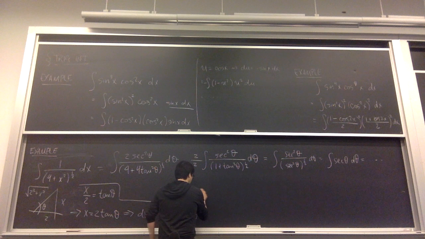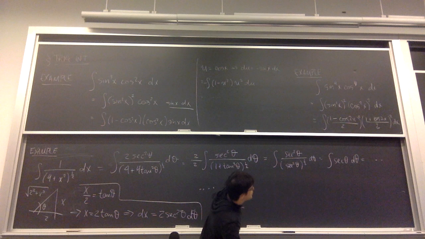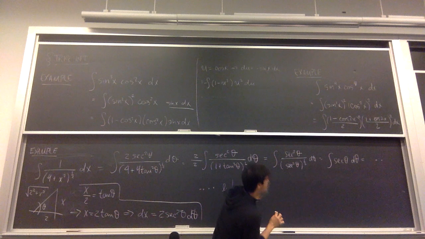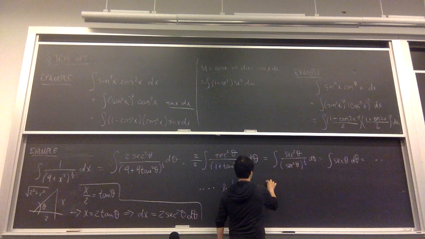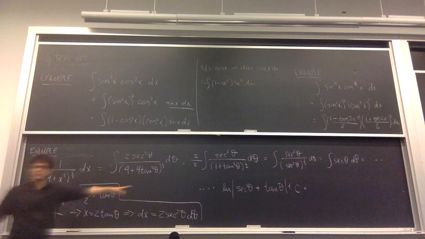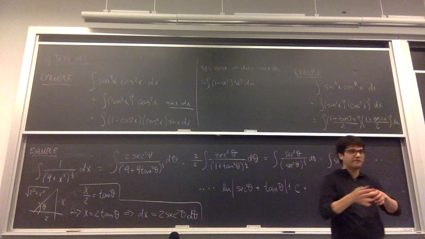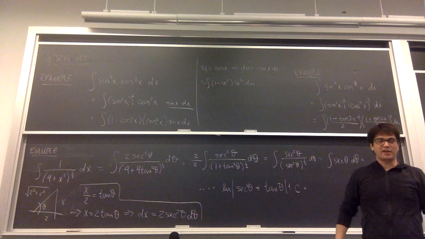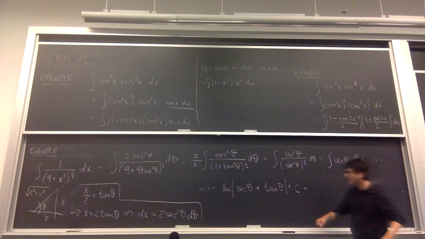ln absolute secant theta plus tan theta plus c. Now, what was the original integral with respect to? So can I answer like this? No, how do I undo it? Stop trying to rearrange everything for a single variable. This is not how we substitute. Think more broadly. I don't want you to start trying to go find the arctan of something. We don't need that.